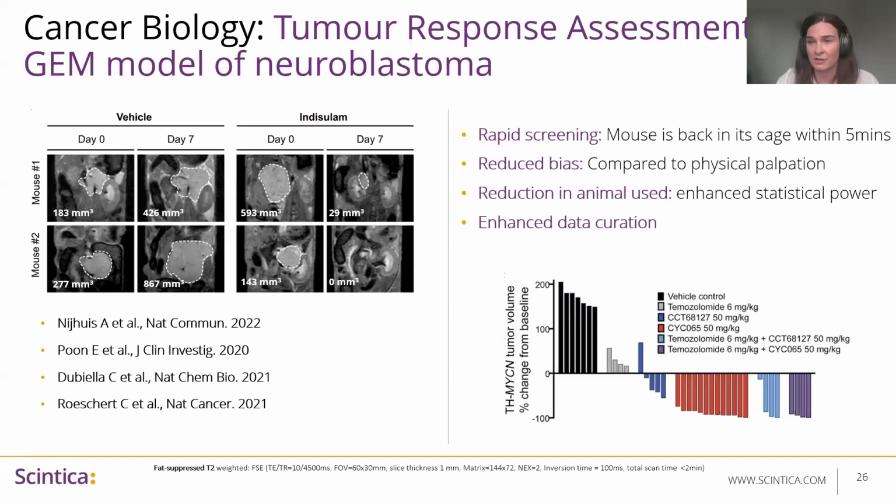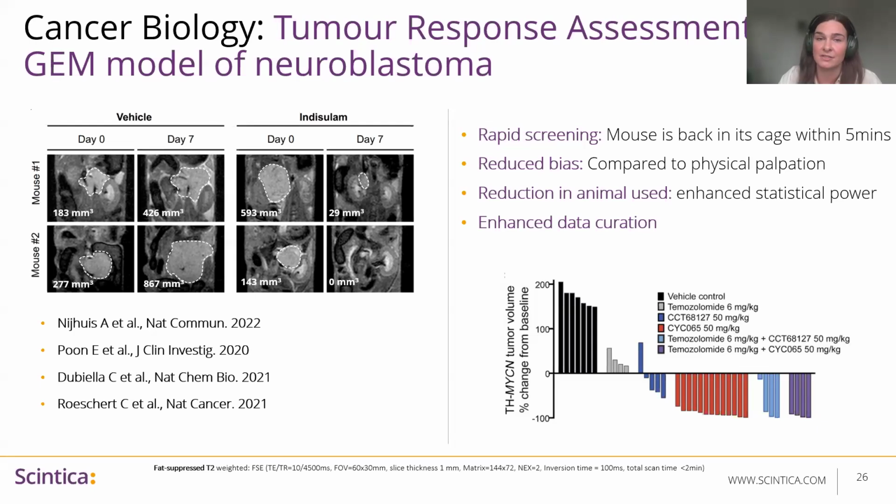So with the tumor response, oftentimes we see that the system's used for rapid screening. In the case of the ICR in London, their mice are pretty much back in the cage within 5 minutes. So it's quite a rapid screening for them. With either deep-seated tissues or tumors, it can reduce the bias compared to physical palpation. If you have an abnormally shaped tumor, this again can help reduce the amount of bias that you may have with physical palpation. The person who typically does your palpations may not be in that day. This can help reduce that variability.